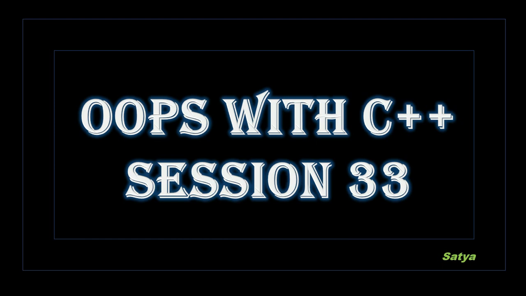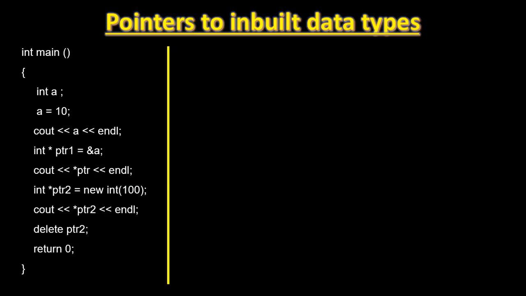In the last session we saw how to use new and delete, and what dynamic memory allocation techniques are in C and C++. So today also we'll discuss a little more about pointers. Just focus on what pointers are in C++, why they are used, and how they are used. Now let's talk about how to create pointers to inbuilt data types. What will happen if I create a pointer to an inbuilt data type?